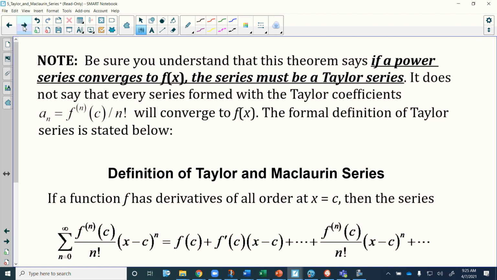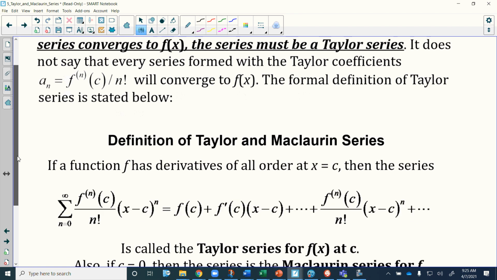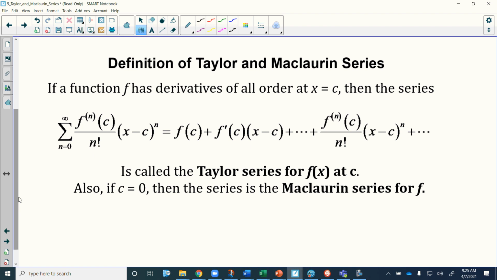Be sure you understand this theorem says if a power series converges to f of x, the series must be a Taylor series. However, the opposite is not true. It does not say that every series formed with Taylor coefficients will converge to the given function. And if you need it again, here is the definition of the Taylor polynomial.